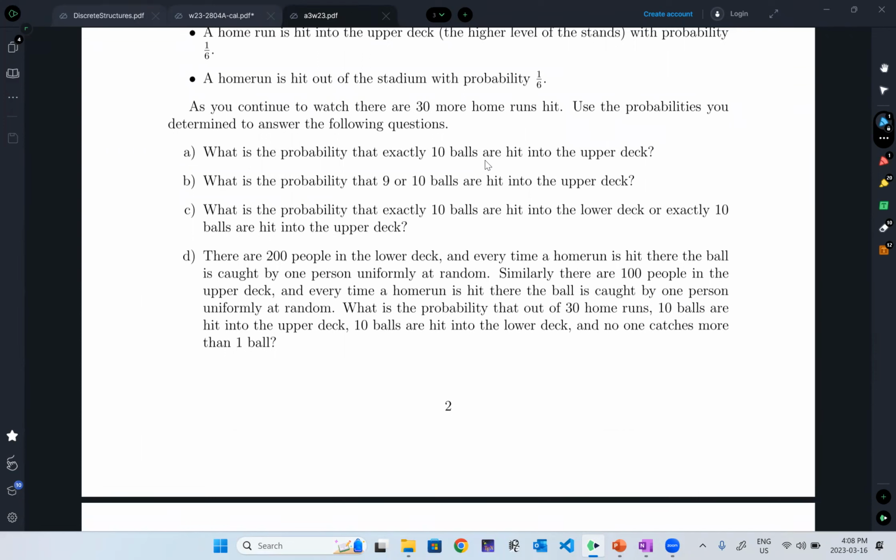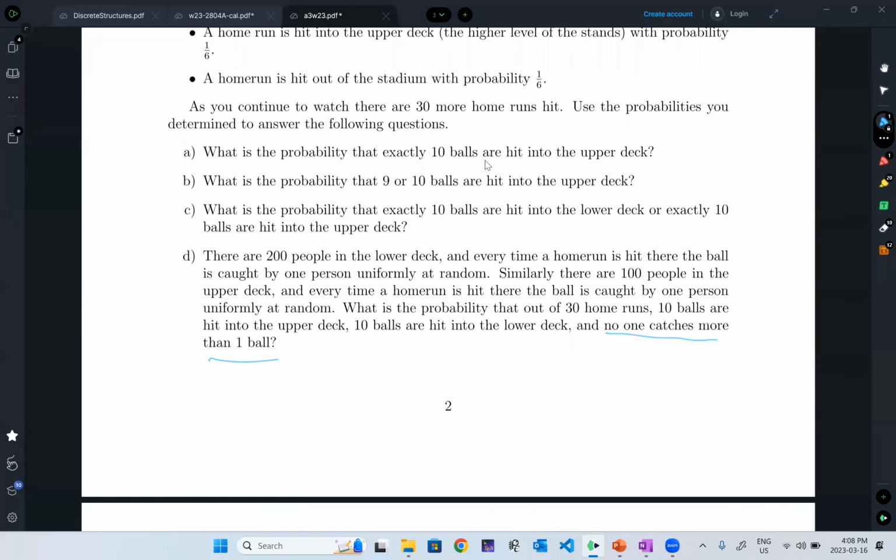So what happens is that I am asking for the probability that I have 30 home runs, 10 are hit into the upper deck, 10 are hit into the lower deck, which means that 10 are hit out of the park as well, and that no one in the upper deck or lower deck catches more than one ball.